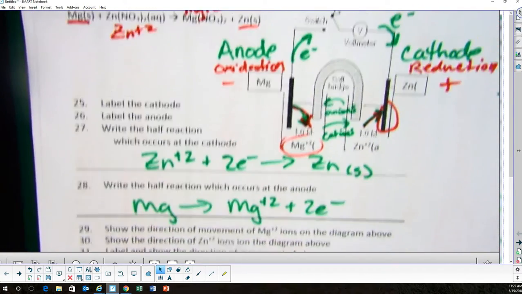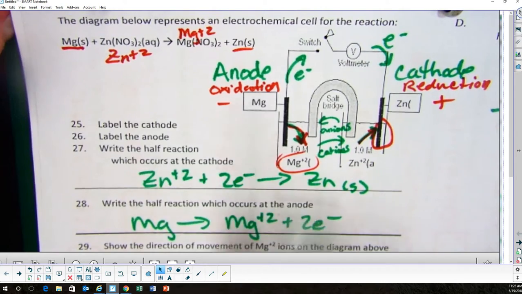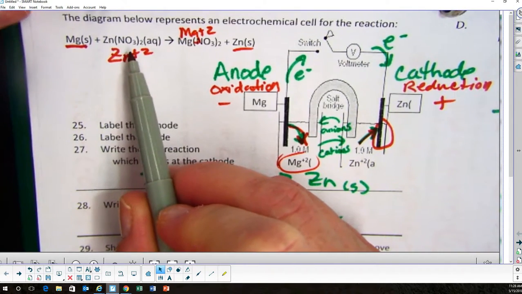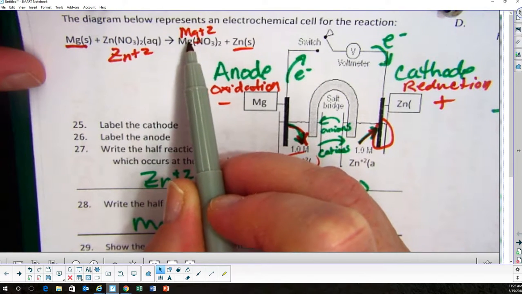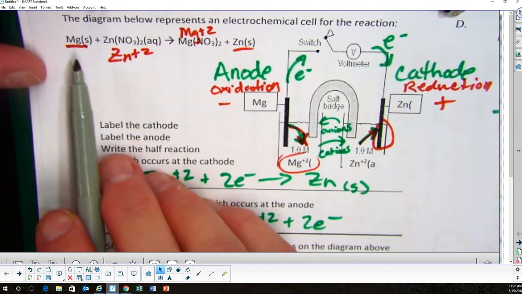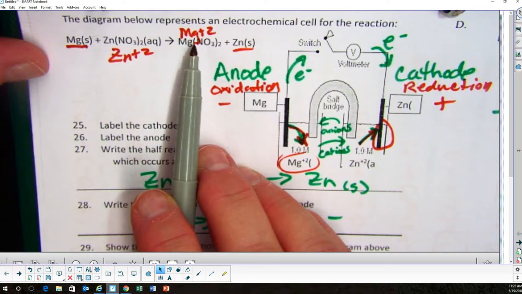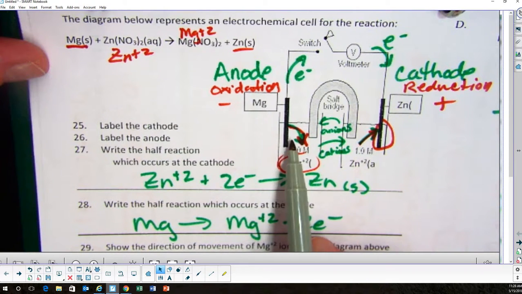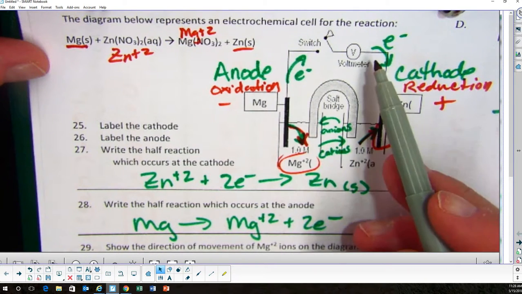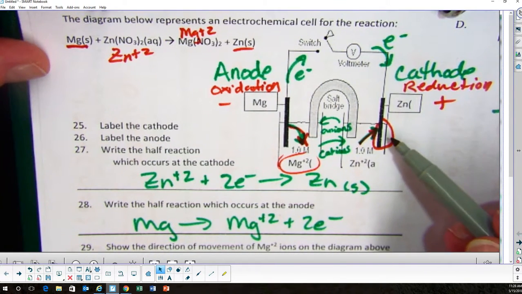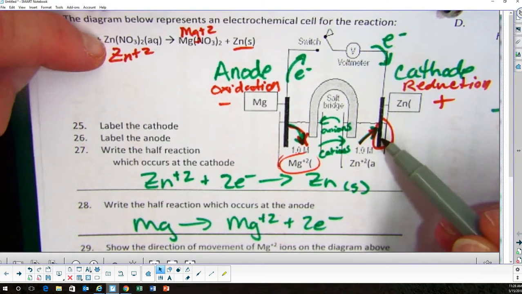25, we start looking at another cell. Now again, the nitrates here are spectators. So I have to say, oh, that's a Zn plus 2 and that's an Mg plus 2. So I can see what's happening. So Mg is going to Mg plus 2. So that's going to be on the anode side. That means my magnesium is coming into solution. Magnesium ion is coming into solution, and the electrons are coming off of that. That also means that the zinc is being plated out.